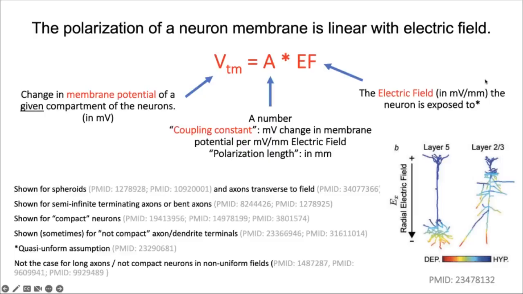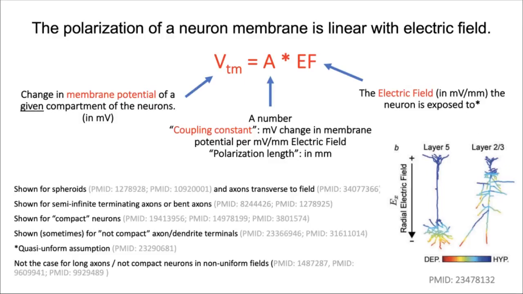Now, this theory has been exhaustively considered for different kinds of cell shapes, starting with just spheroids or circles, and axons crossing the field, long axons that extend for long distances that may bend or may terminate. This theory seems to hold, based on theory and experiments, for different types of compact neurons.